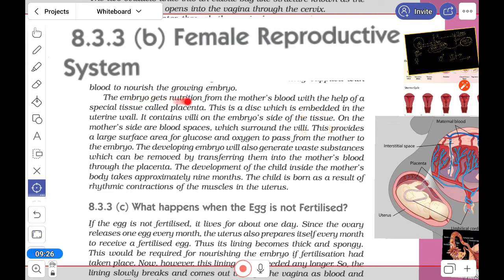The embryo gets nutrition from the mother's blood through a specialized tissue called the placenta. Here in the placenta, the mother's blood and the fetal blood are separate, and the exchange of glucose and oxygen takes place. Even the waste products generated in the embryo can be removed.